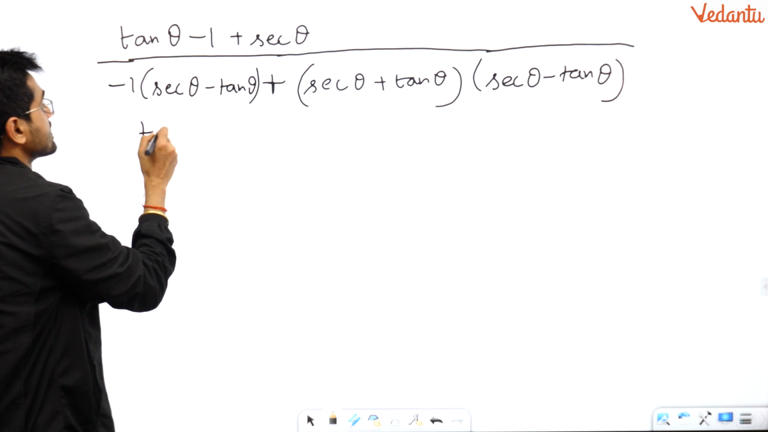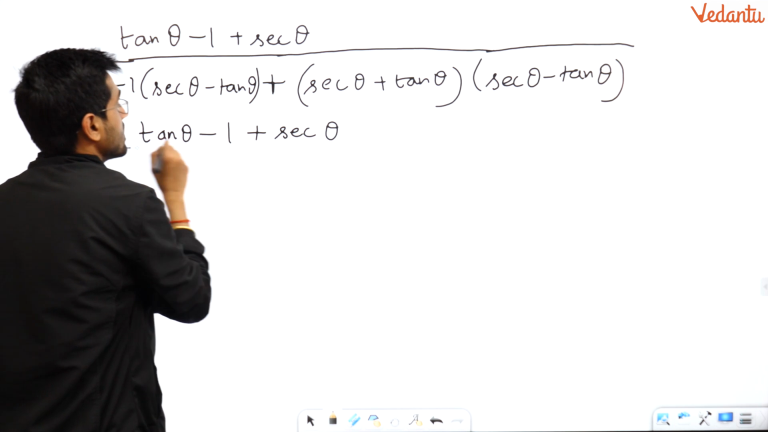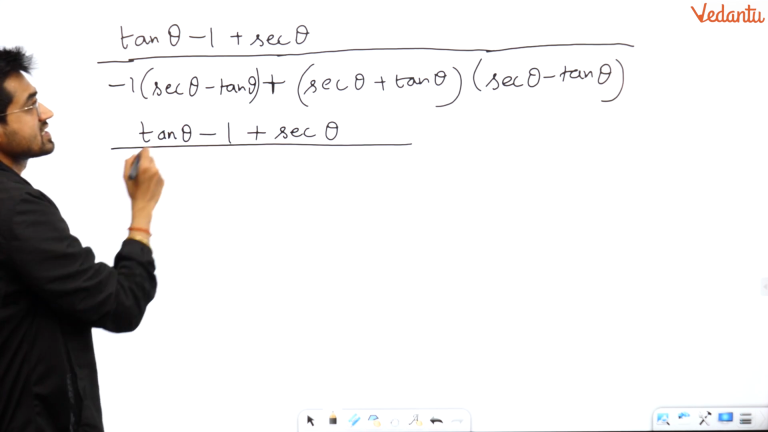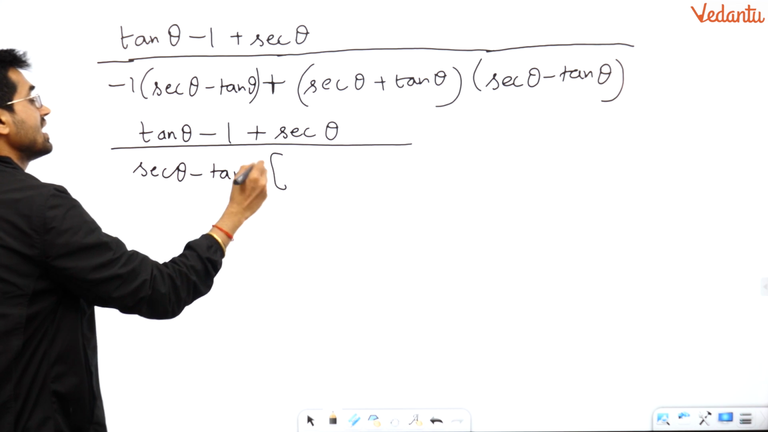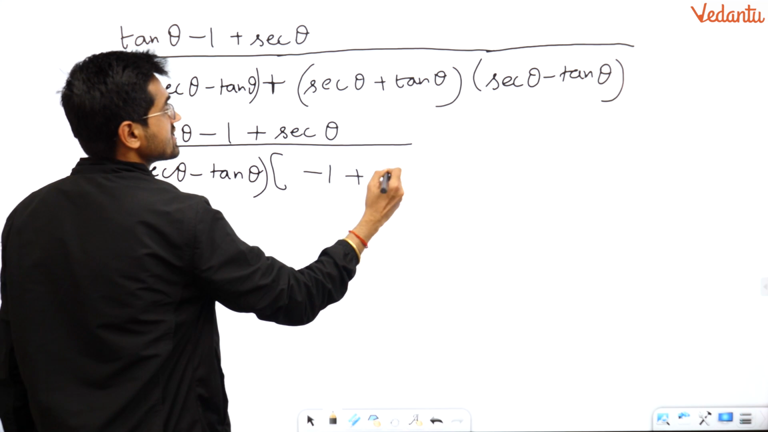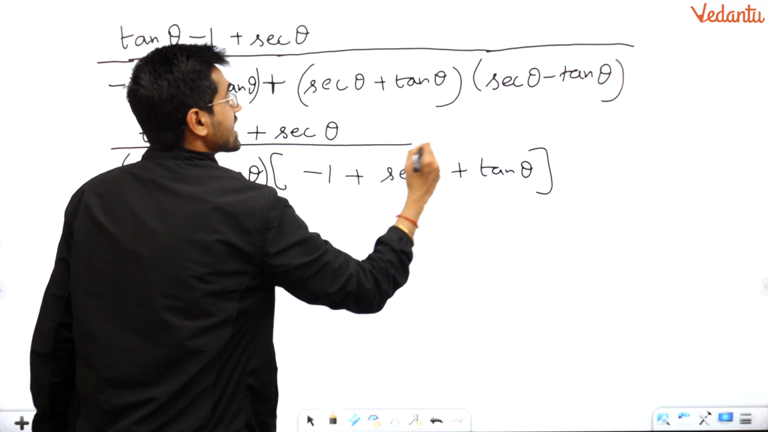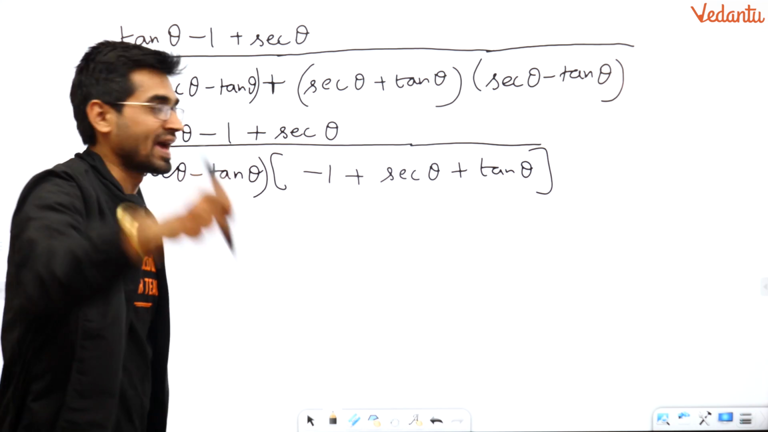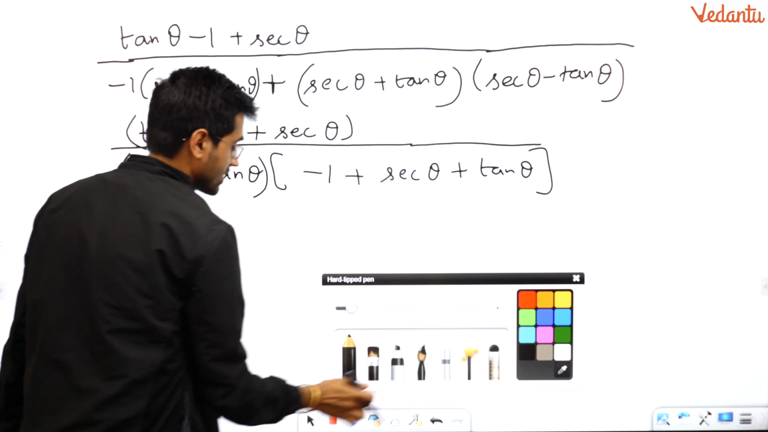Now do this thing, tan theta minus 1 plus secant theta by, now take this secant theta minus tan theta common. What will be left? Notice what will be left, minus 1 plus secant theta plus tan theta. Can you see one thing? Yes, you can see that this term is the same as that term. So that will cancel out.